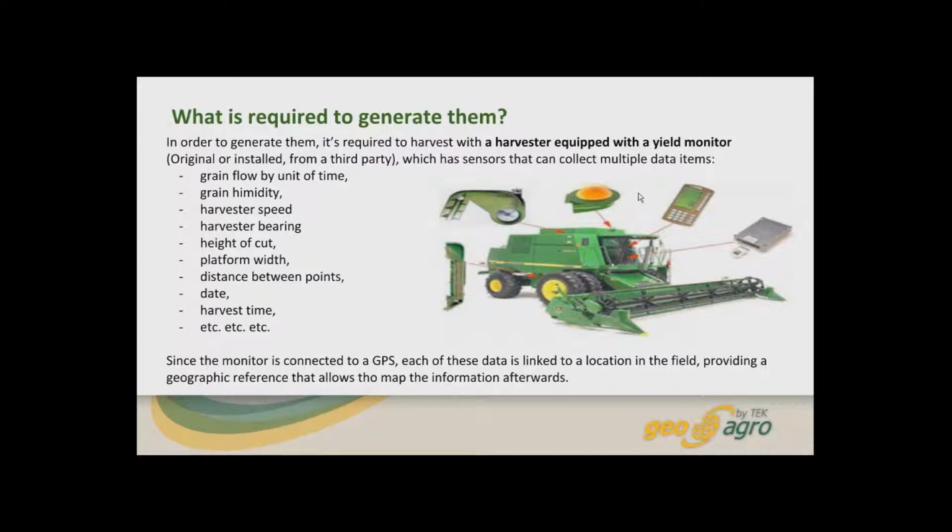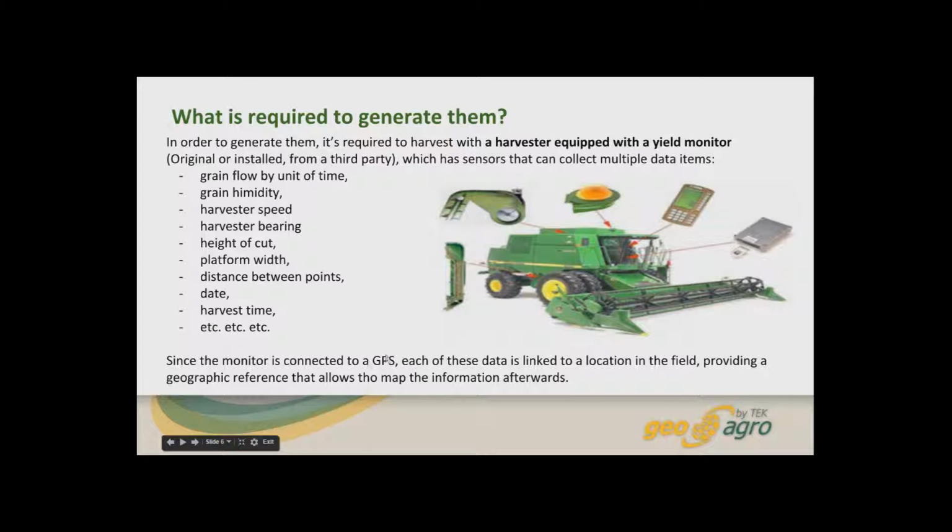And it has a number of sensors, different types of sensors for everything you can imagine: for the speed, for the height of the harvester front, for the impact plates where the grain is flowing and impacting a plate that will measure that flow. We have storage devices. We have, of course, a GPS device. So we have a number of sensors, as I said, that will measure the grain flow per unit of time, the humidity, the harvester speed, the bearing, the height of the cut, the platform width. And we'll see why each of these sensors is important.